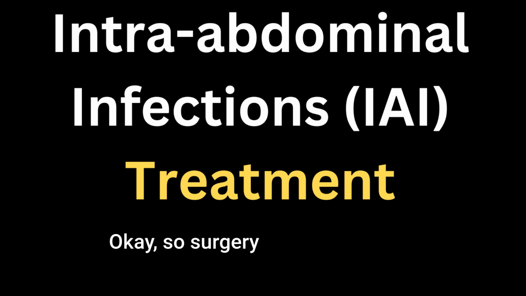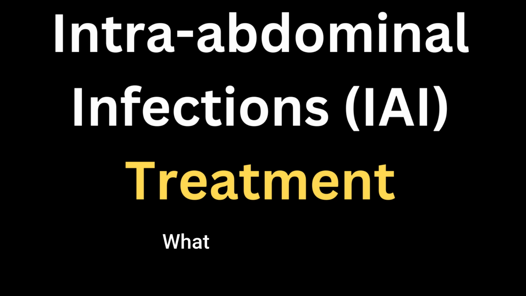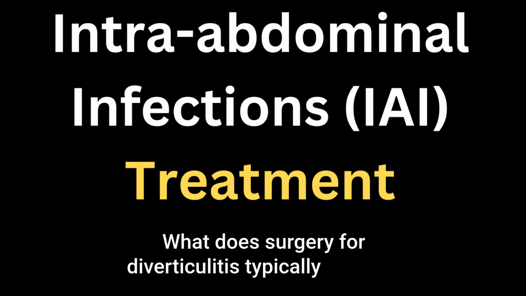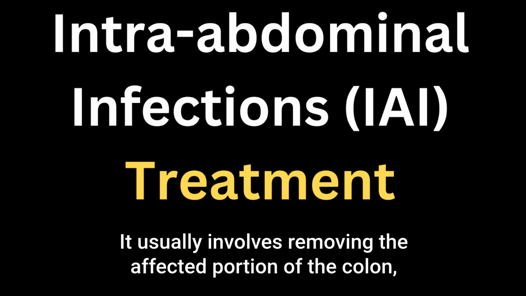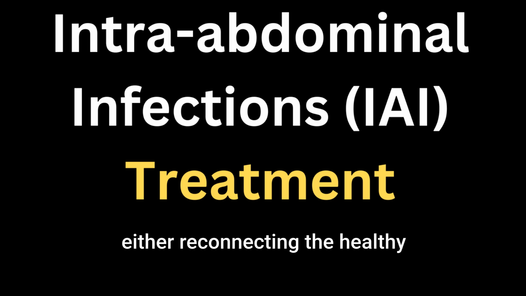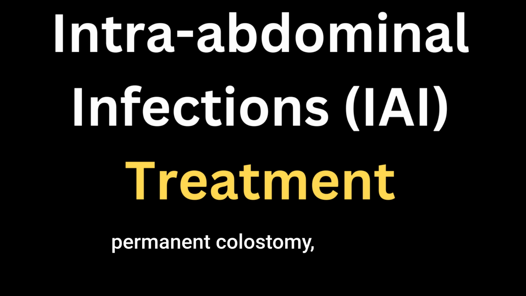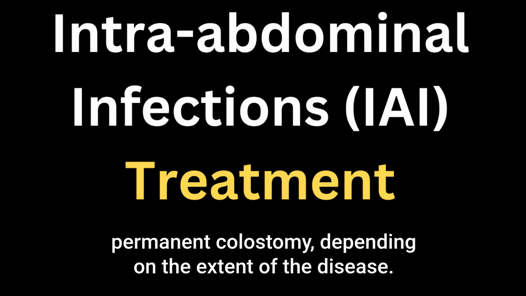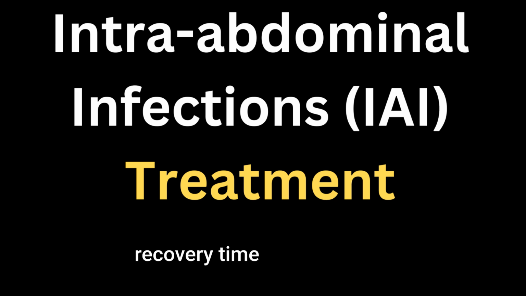Okay, so surgery is considered for more severe or persistent cases. What does surgery for diverticulitis typically involve? It usually involves removing the affected portion of the colon, either reconnecting the healthy ends, or creating a temporary or permanent colostomy, depending on the extent of the disease. It's a more complex procedure than an appendectomy, and the recovery time can be longer.